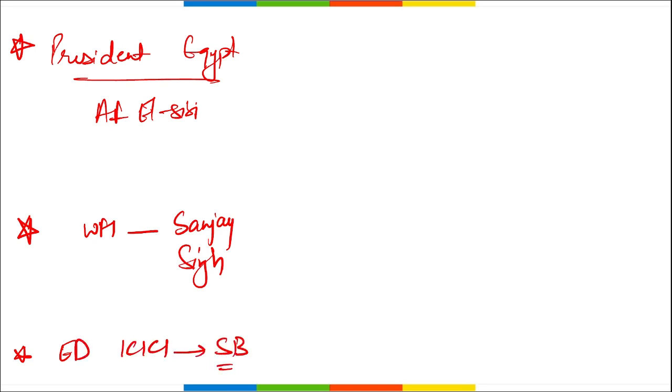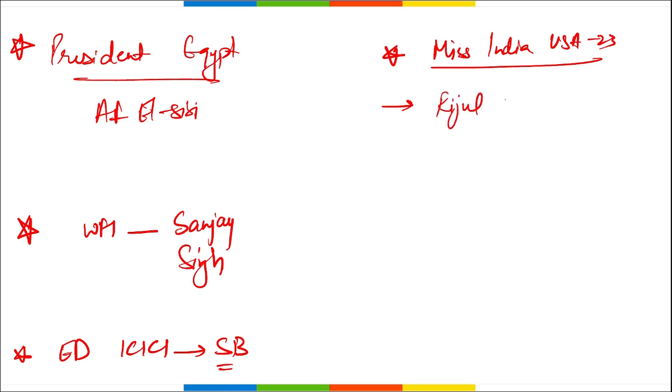Sandeep Batra. Then next, tell me, who is that Indian American medical student crowned Miss India USA? Miss India USA 23. Important. Who is she? She is an Indian American medical student. Rijul Mani. Right?